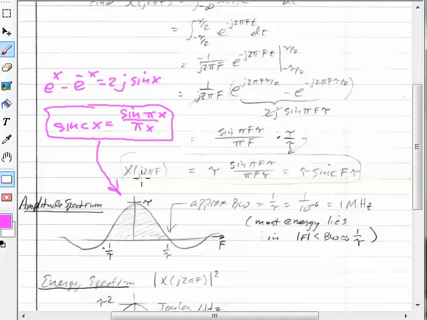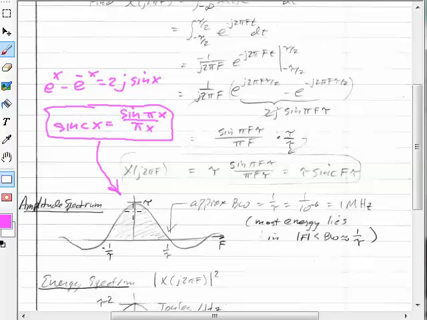So this is the Fourier transform. This is totally real, so I can plot it as an amplitude spectrum. Remember, if it is real, you can just plot it with one plot. If it's complex, you need a magnitude and phase plot.